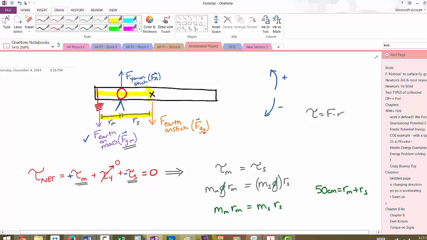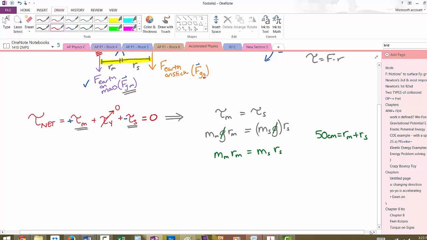Using that, we can then substitute in and get what may look like an ugly equation, but it will really help us to figure out what's going on. So I am going to solve this, because I know that it will be helpful, for r sub s. R sub s will equal 50 minus r sub m. So all I did was to subtract the r sub m to the other side. And then I'm going to plug that r sub s in here. So now the expression I have is m sub m times r sub m equals m sub s times 50 minus r sub m.